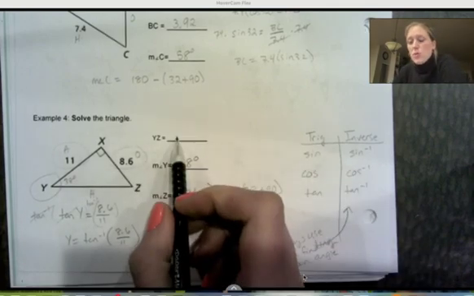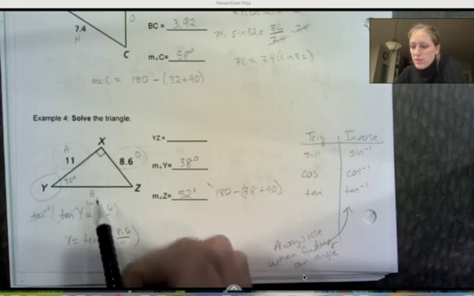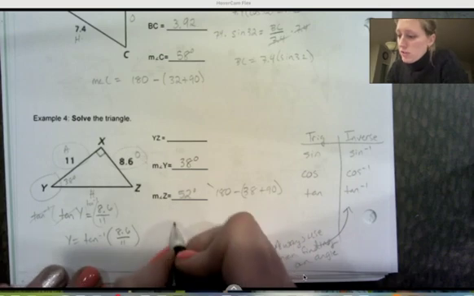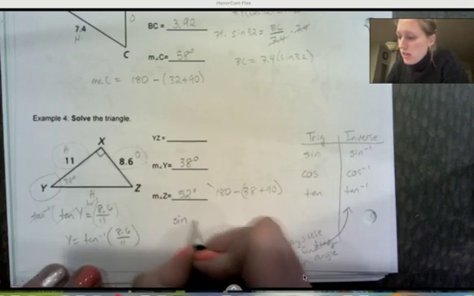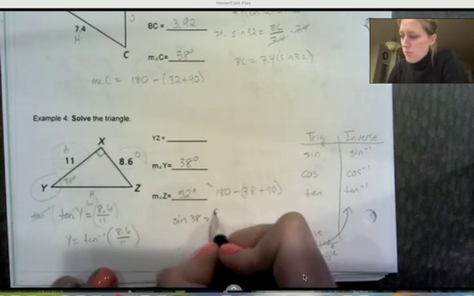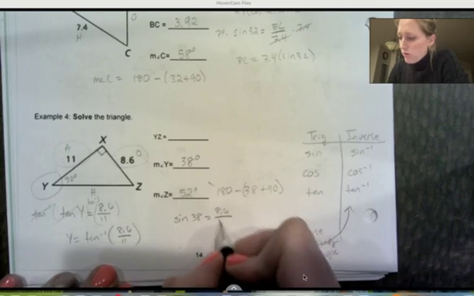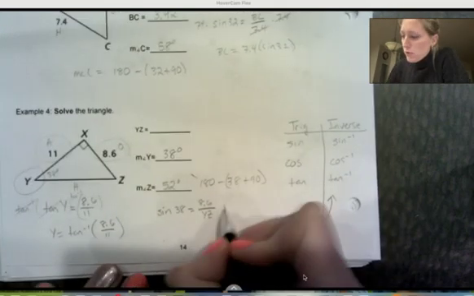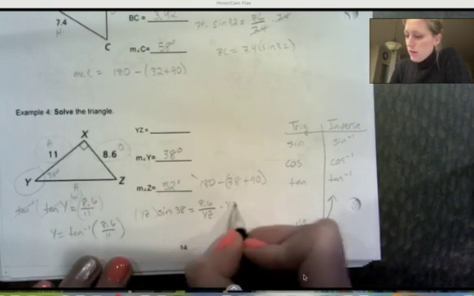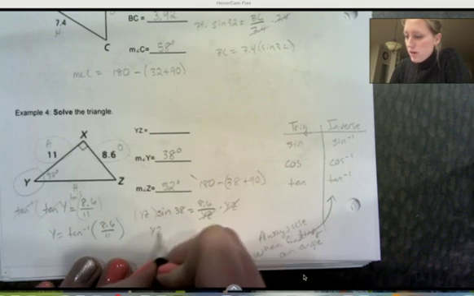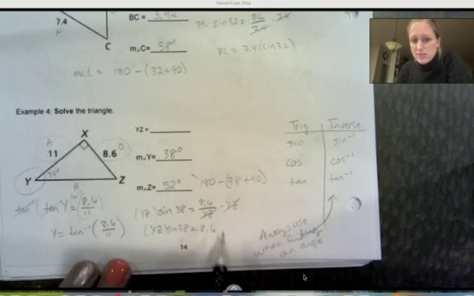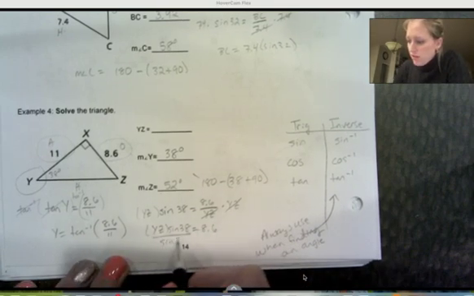Okay, and now YZ, I could do trig to find. So I'm trying to find the hypotenuse. I could use either the adjacent or the opposite. I'm going to do opposite. So let's do sine of 38. Sine is opposite over hypotenuse, so 8.6 over the unknown, YZ. Okay, I'm going to multiply both sides by YZ. Okay, get rid of that. Now I have YZ times sine of 38 equals 8.6. So now to get YZ by itself, we're going to divide both sides by sine 38.